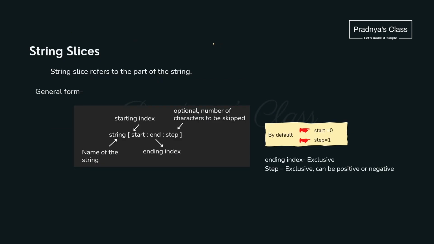This is the most important concept in case of strings, and surely you will get one question based on slicing. Look at the format. First is the starting index, second is the ending index, and third part is the step. All three parts are optional. If you don't mention start, 0 is the default value for the start. If you don't mention the ending index, till the end of the string will be considered. And the default value for step is 1.